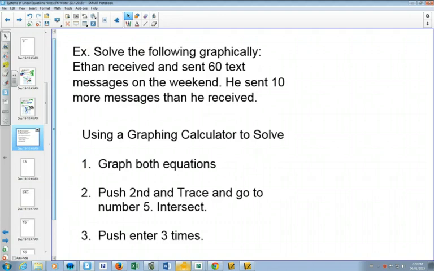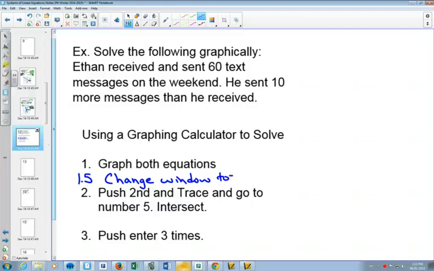Again, read through this. In order to solve it graphically, you're going to need to come up with two equations. You're going to have to figure out what letters you want to use for your variables. Then change it to y equals mx plus b. One thing I'm just going to add between 1 and 2 here is sort of a 1.5. You may need to change your window in order to see the intersection point.